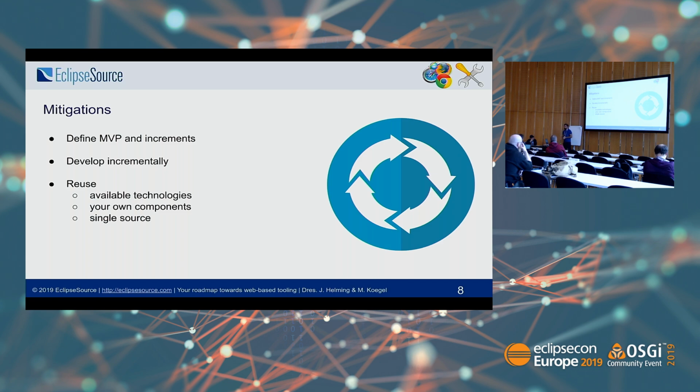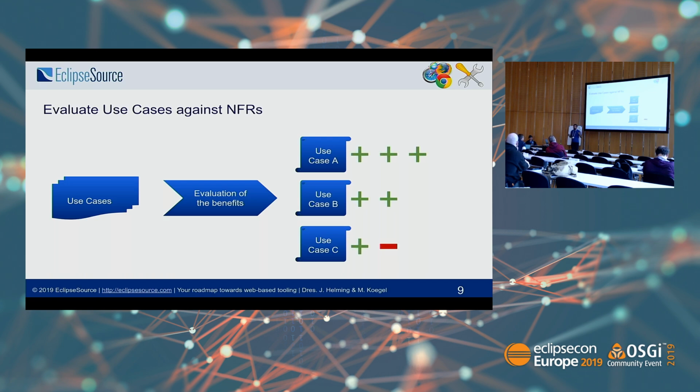Okay, so now what is the first step in this process? The first step is to define an MVP and increments. How do you do that? What you want to do is find the lowest hanging fruit, meaning the use case where you get the most benefit with the lowest effort. And this is really a trivial thing if we look at that, but we have done it several times and it really has surprising results.